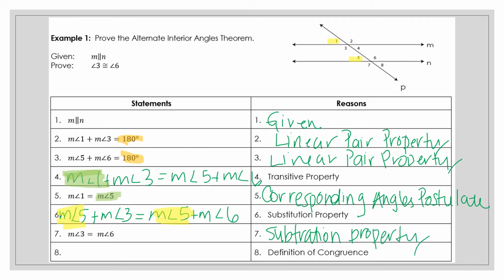And then finally, at step 7, you can see it says the measure of angle 3 equals the measure of angle 6. That's almost what we want to prove. We want to prove that they're congruent, not just that their measures are equal. So anytime we go back and forth between congruence and equality, we're using that definition of congruence. So our last statement should be that angle 3 is congruent to angle 6.